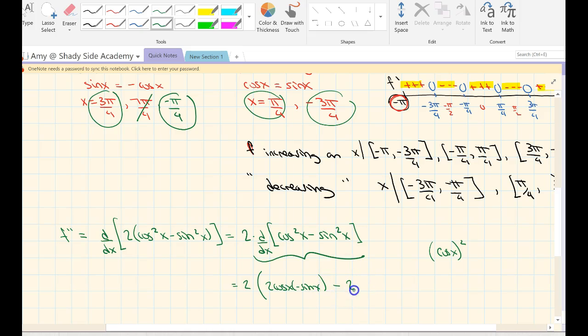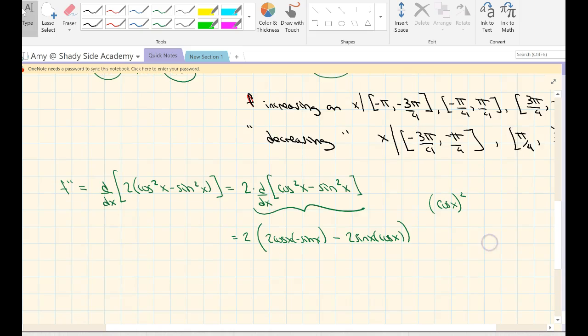minus 2 sine x times cos x, and this at the end of the day is going to equal 2 times, this is negative 2 cos x sine x minus 2 cos x sine x, negative 4 sine x cos x. If I really want to just make my life easy, which I do, negative 8 sine x cos x. Okay, this is f double prime. That's f double prime of x right here.